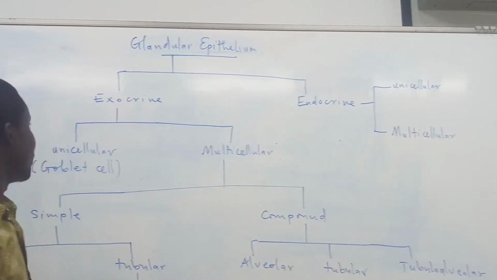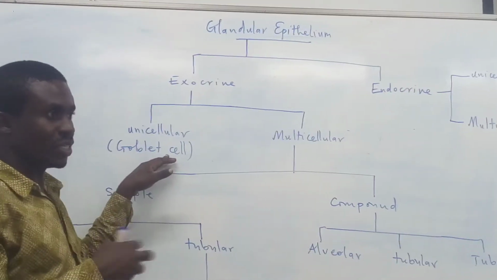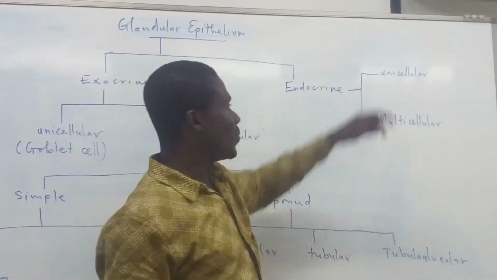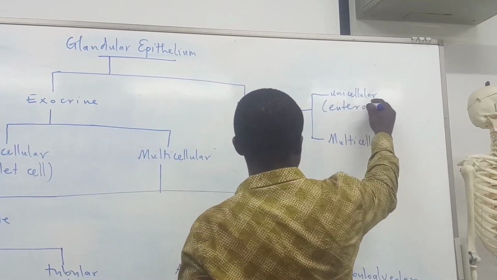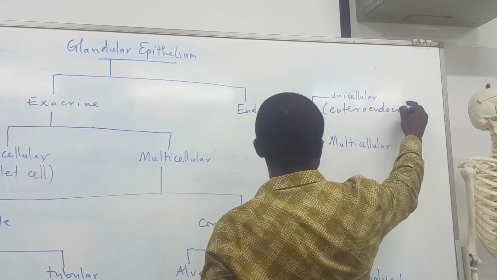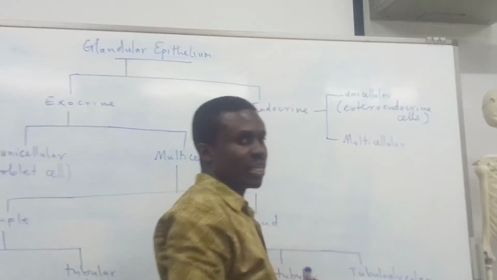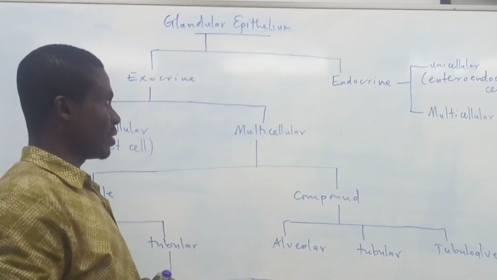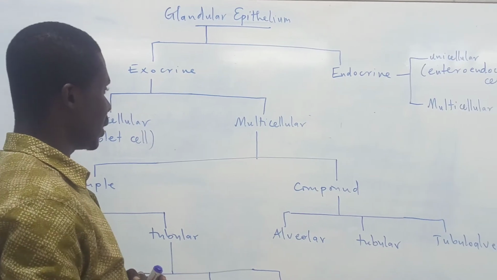For the unicellular exocrine gland, the well-placed one is the goblet cell, which we said is going to secrete mucus. And for the unicellular endocrine gland, we talk about endocrine cells. These cells make hormone-like substances which are going to affect the gastrointestinal system's contraction. So these are the unicellular ones.